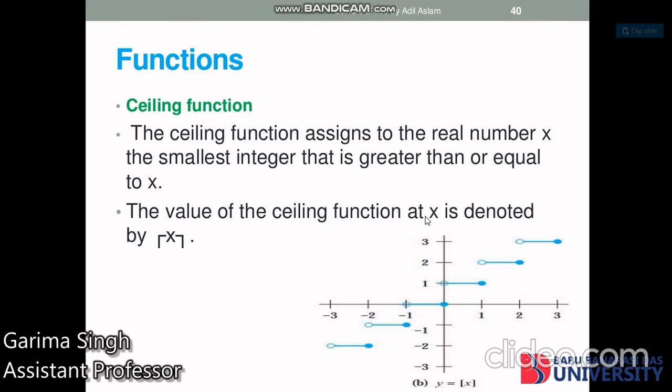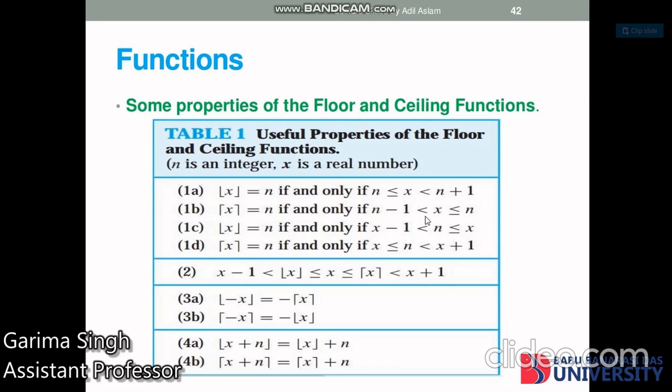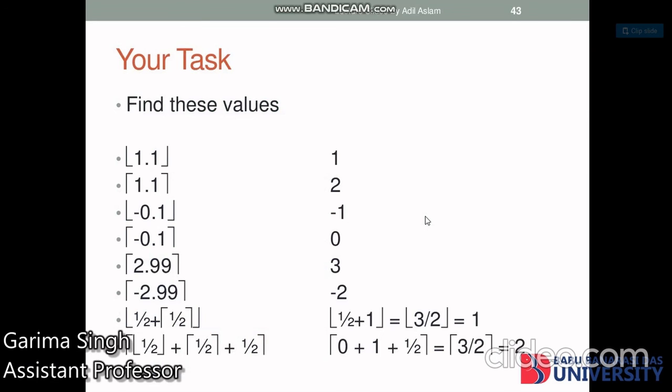What is the ceiling function? Like the ceiling function, it takes the upper value. The ceiling function assigns to the real number x the smallest integer that is greater than or equal to x. The same way, 0.3 will become 1, 2 becomes 2, 0.1 becomes 1, minus 2 becomes minus 2. These are some useful properties of the floor and the ceiling function. You can just go through it. This is your task. You have to find out these numbers.